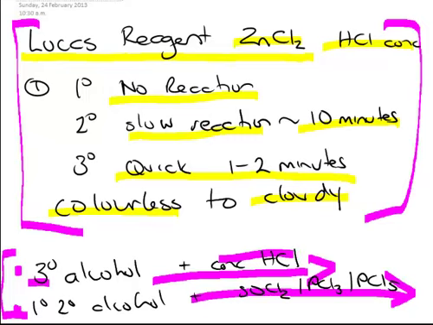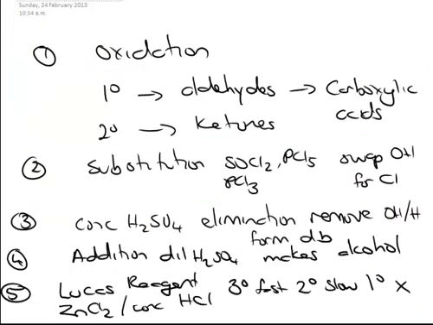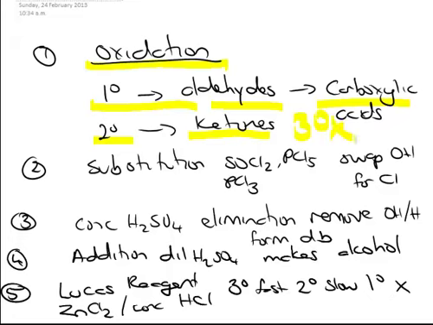Okay, so that's alcohols. To sum up, they can undergo oxidation: primary can go to aldehydes, then to carboxylic acids, secondary can go to ketones, and tertiary do nothing. And just a quick comparison with the Lucas reagent, which is kind of the opposite, using zinc chloride and conc HCl, it's colourless to cloudy. Tertiary are fast, secondary slow, and primary do nothing. So knowing the difference between those is important.